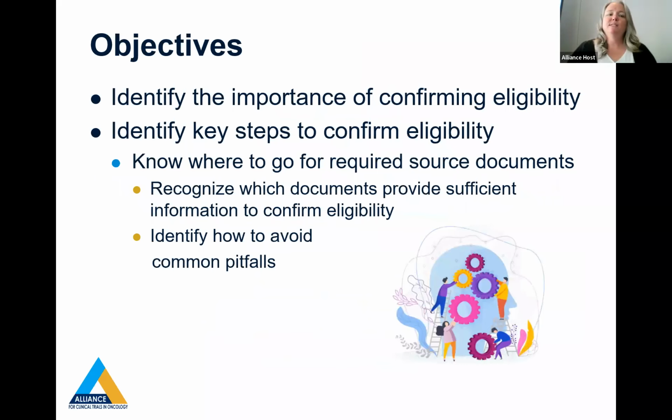So the objectives: we're going to talk about why it is important to confirm eligibility. We're going to talk about some steps, how to build a process, have consistency, how to avoid some of the pitfalls, and what documentation you need to show eligibility and how you determined your eligibility.